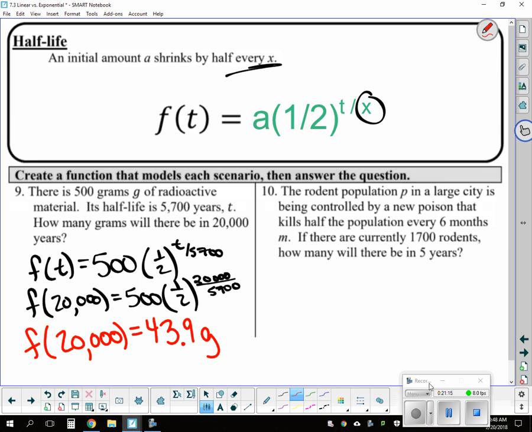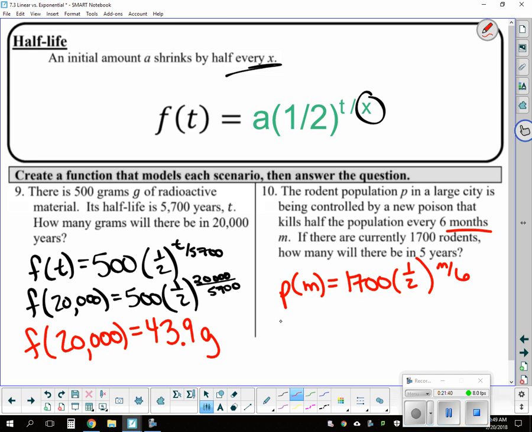Pause the video. You guys try this, the very last one. Okay, so first check your base equation here. P of m, using the variables they gave us and function notation. So the population after m months is 1,700 times 1/2 to the m over 6. Because 6 months is how long the half-life, or how long it takes to shrink by half.